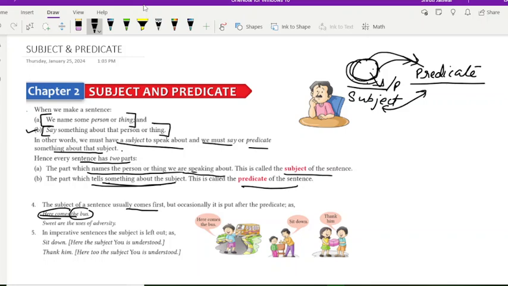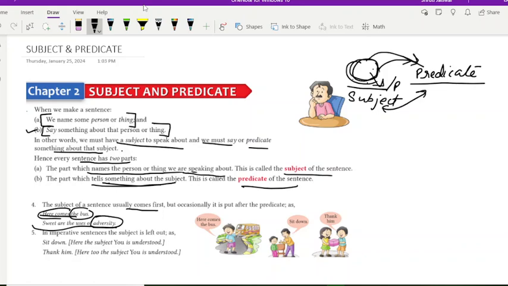Second sentence: 'Sweet are the uses of adversity.' What is the subject here? Tell me. 'Sweet are the uses of adversity.' Adversity is the subject and 'sweet are the uses of' is the predicate, because adversity is something which we are speaking about, and 'sweet are the uses' is what we are saying about the subject, so it is the predicate, right? In an imperative sentence, the subject is left out.